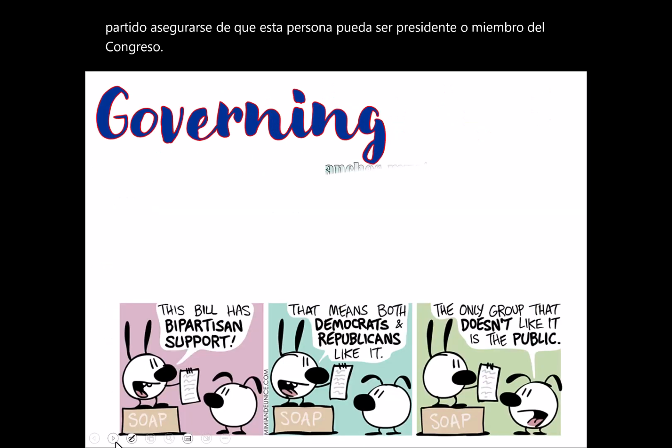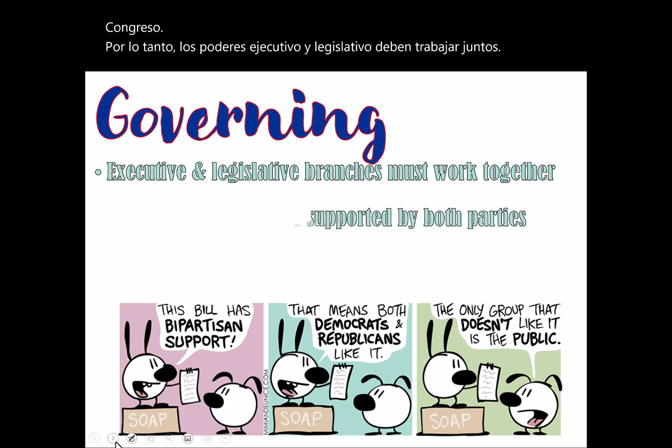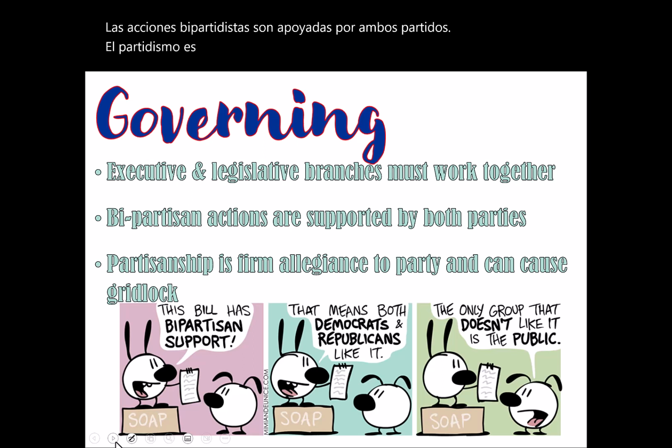Governing. So the executive and legislative branches must work together. Bipartisan actions are supported by both parties. Partisanship is firm allegiance to party and can cause gridlock.